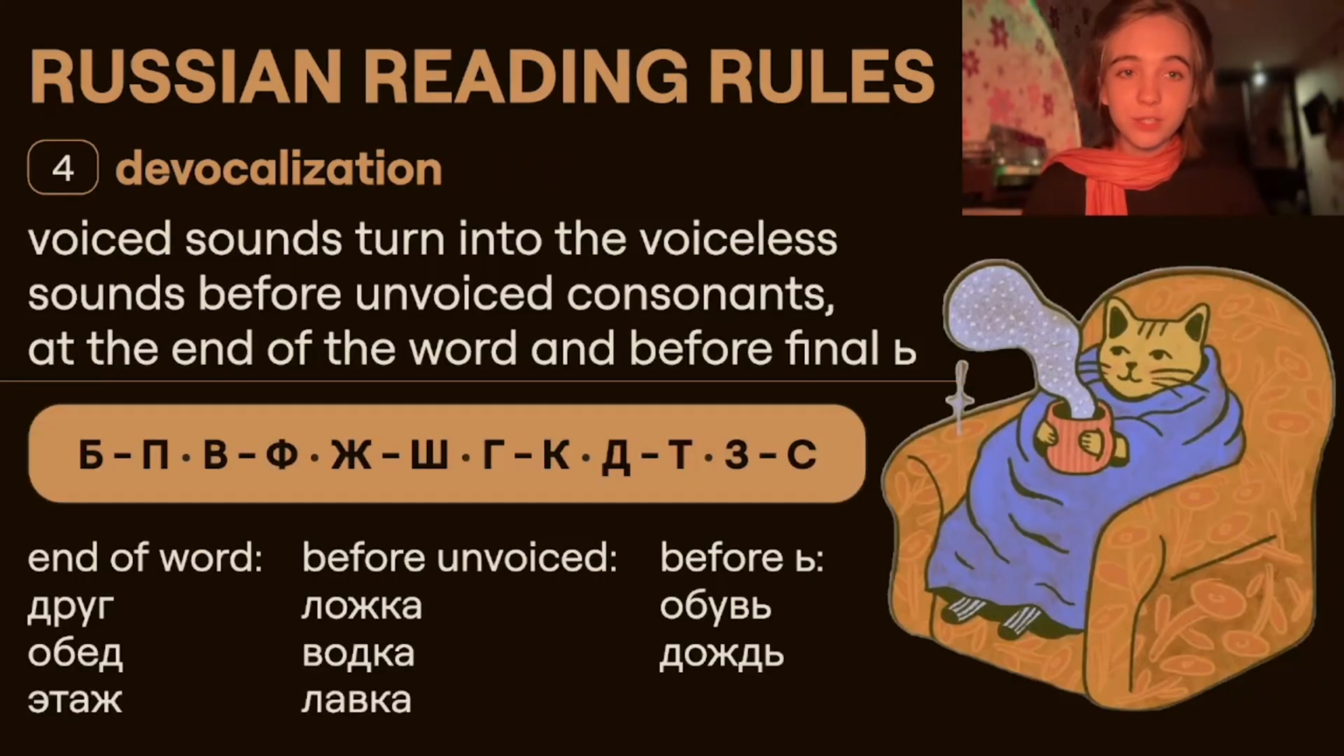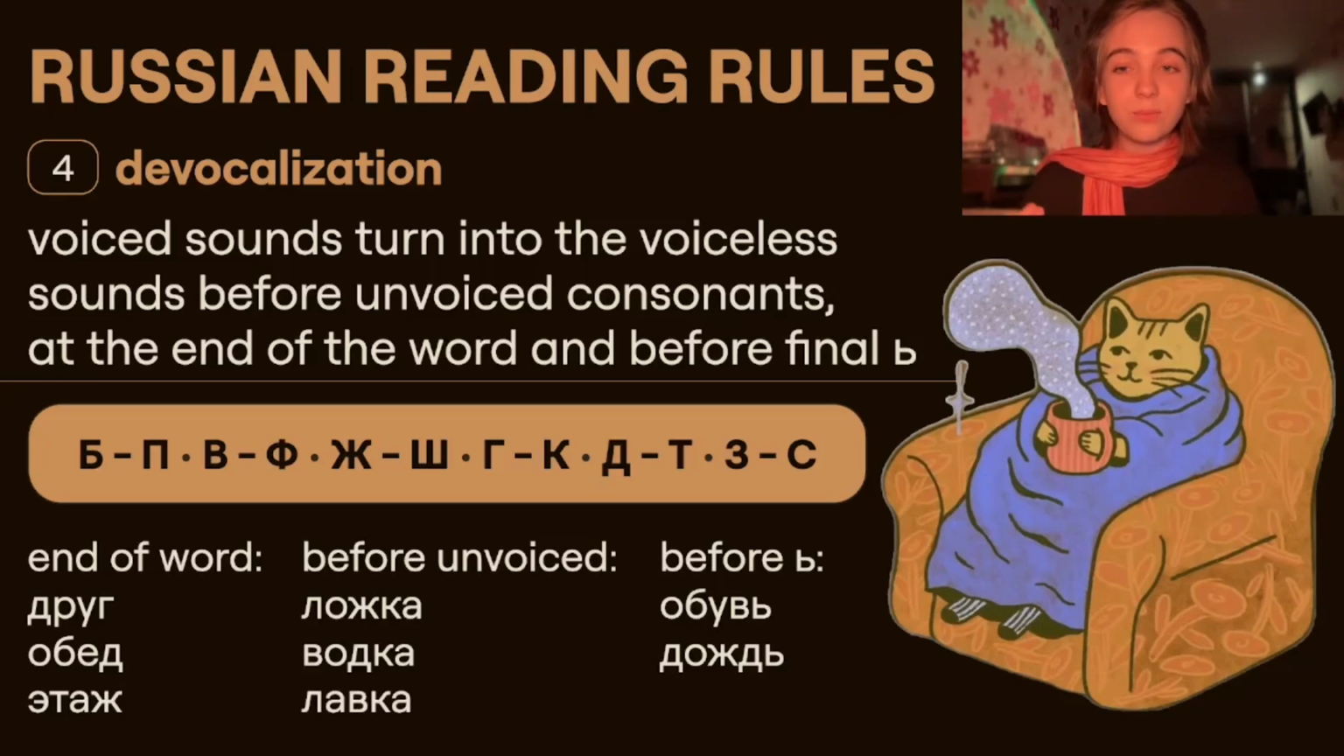The next aspect we're going to discuss is devocalization. Most consonants in Russian create pairs by being voiced or voiceless. Let's look at these pairs. It's b and p, v and f, zh and sh, g and k, d and t, and z and s. I have already explained these pairs in the video about the Russian alphabet. If you don't remember and want to review, you can check this video.